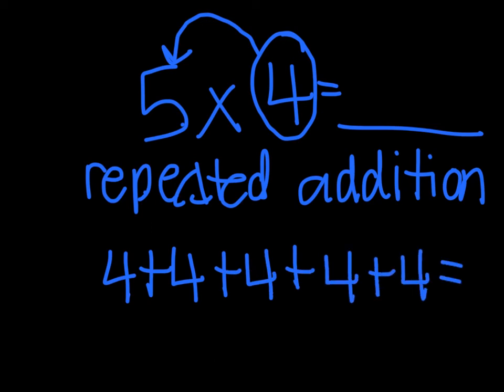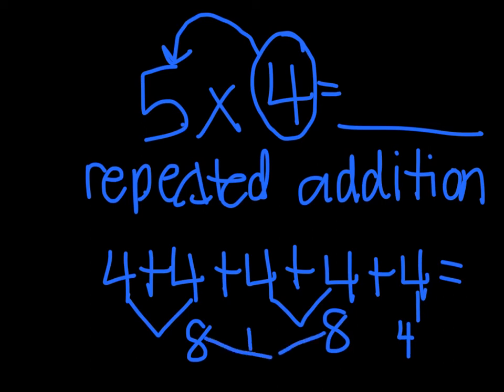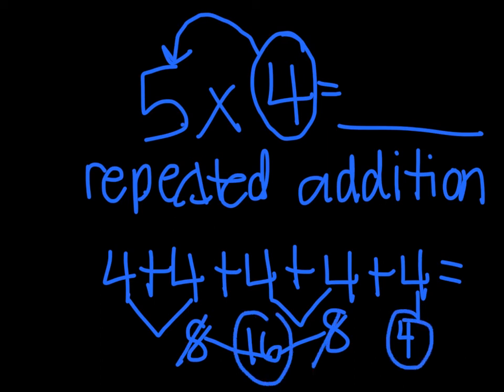And now all you have to do is add. I've got 4 and 4 is 8. 4 and 4 is 8 again. And then another 4. I combine the 8 and 8 to get 16. And then I have 16 plus 4 is 20. So my product would be 20.